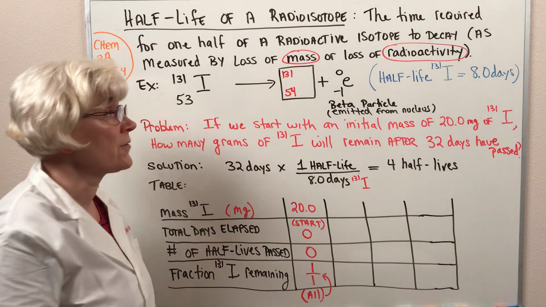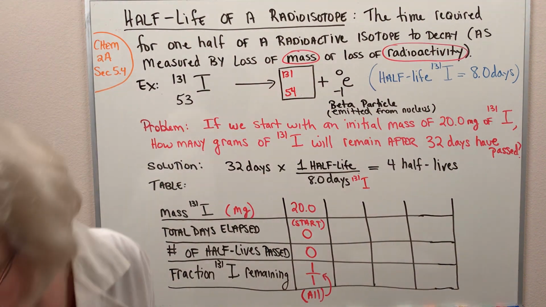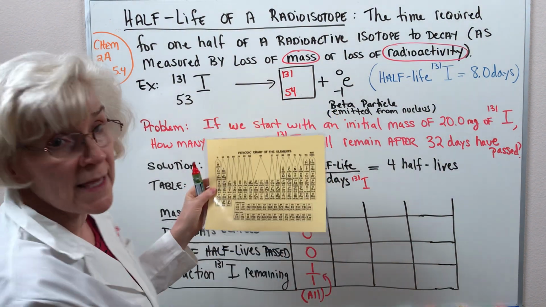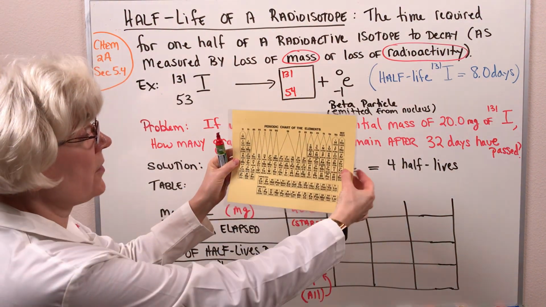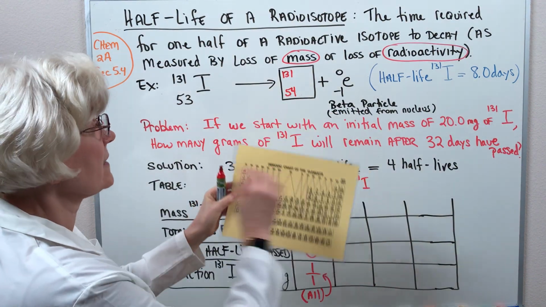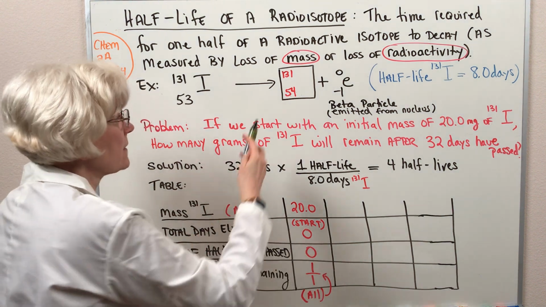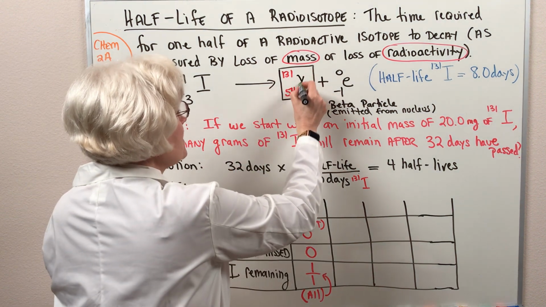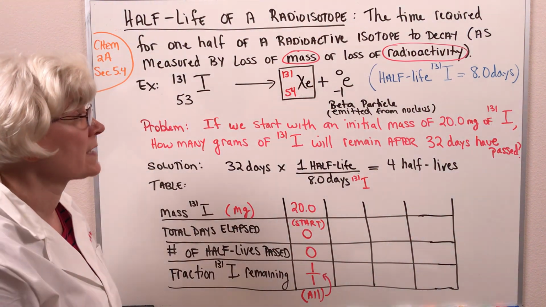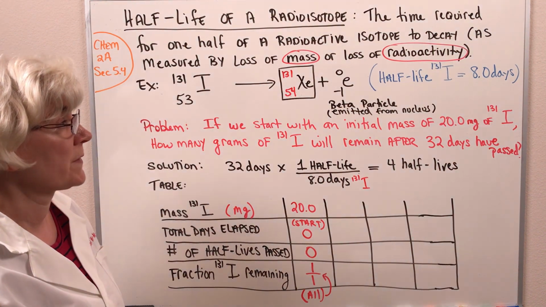And once you know that atomic number, now you can look at your periodic table and identify what the element, what the isotope has to be. So I see xenon on the periodic table has an atomic number of 54. So our new isotope that is produced in this beta decay process is a xenon 131 isotope.